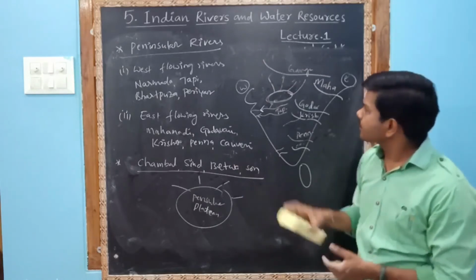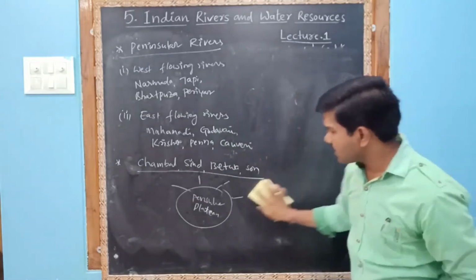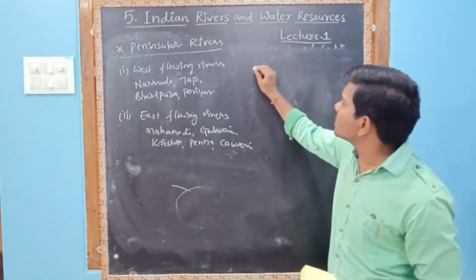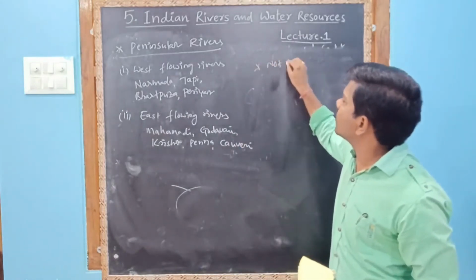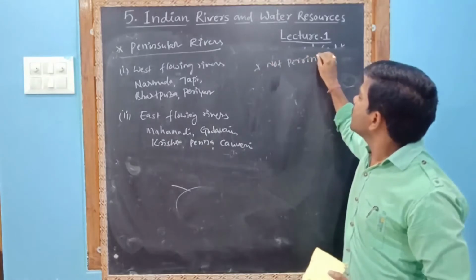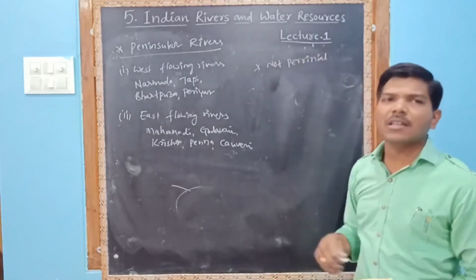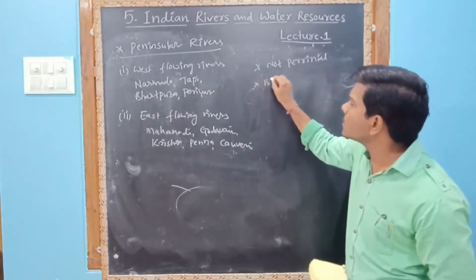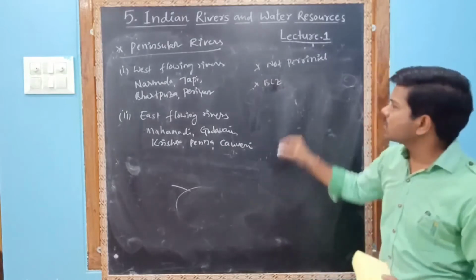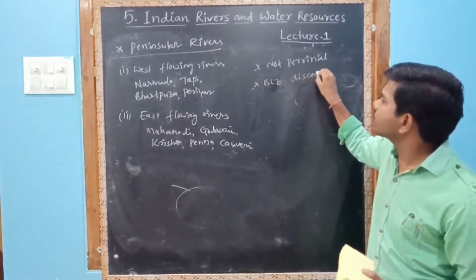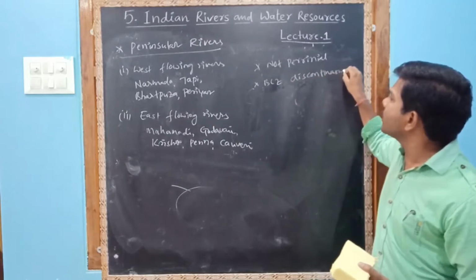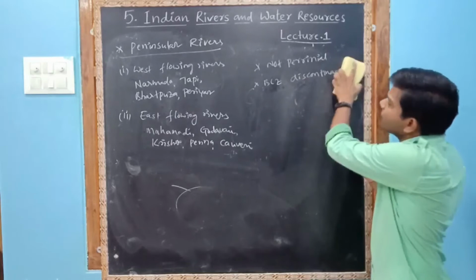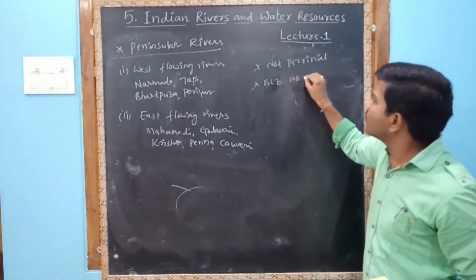Okay. Next time. Differences. The main difference is peninsular rivers are not perennial. In Himalayan rivers, we said that they are perennial rivers. These are not perennial rivers. Why? Because of discontinuation of flow. Because there is no regular flow. You can write as no regular flow.